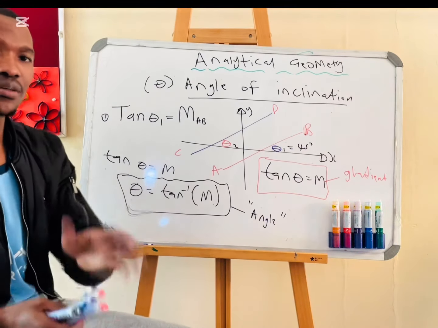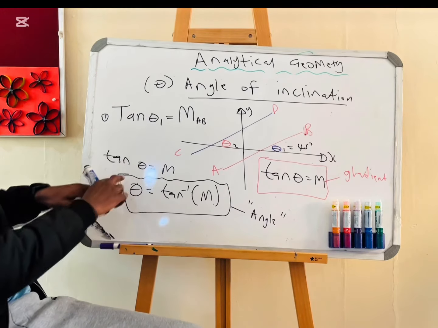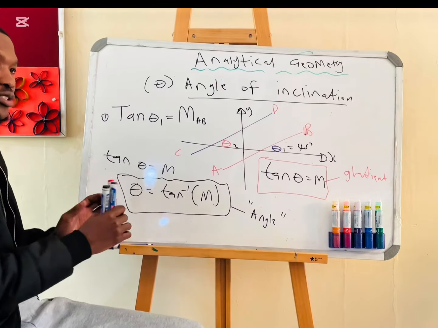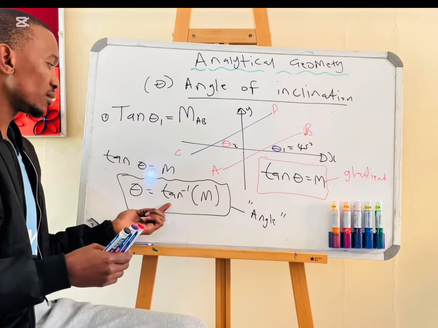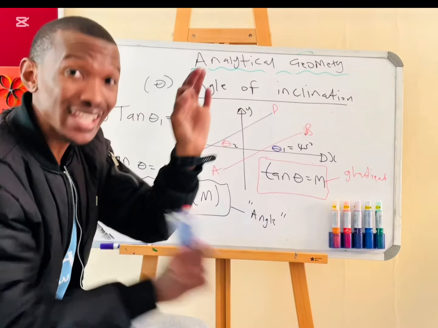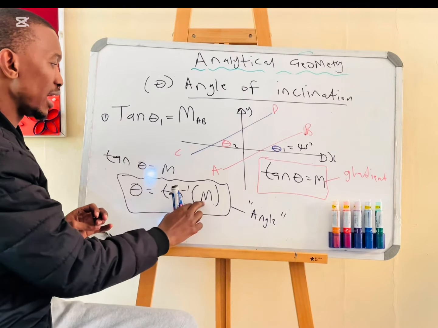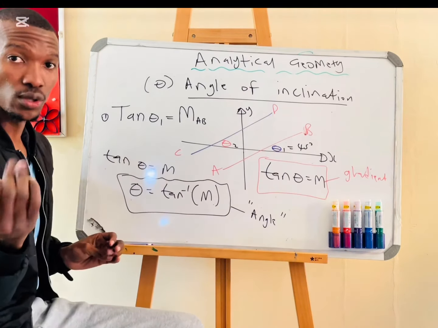If they ask you to determine the angle of inclination, you start here: tan theta equals m. Then you take tan to the other side. When you take tan to the other side, you press shift tan on your calculator. You press what? Shift tan. Then it's going to give you arctan, then you hit that angle, that gradient that you got.